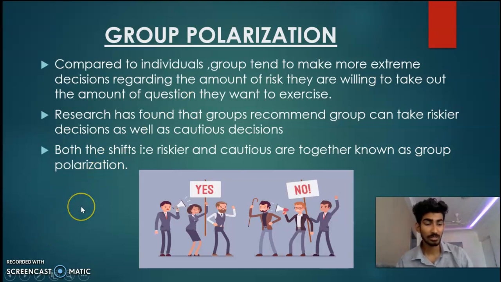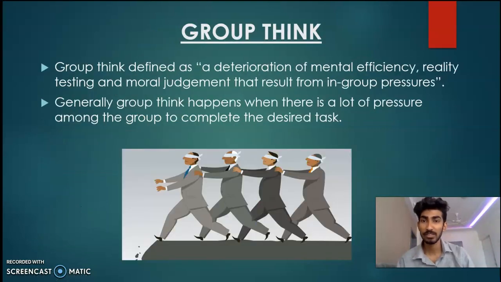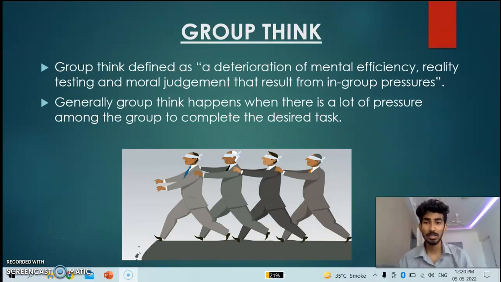Now let's study the next effect, that is groupthink. Groupthink is defined as a deterioration of mental efficiency, reality testing, and moral judgment that results from in-group pressures. So basically, groupthink occurs when there is a lot of pressure. There are no dynamic views from the group members, therefore a deterioration in viewpoints is seen. Therefore, one common decision is taken by the whole group.